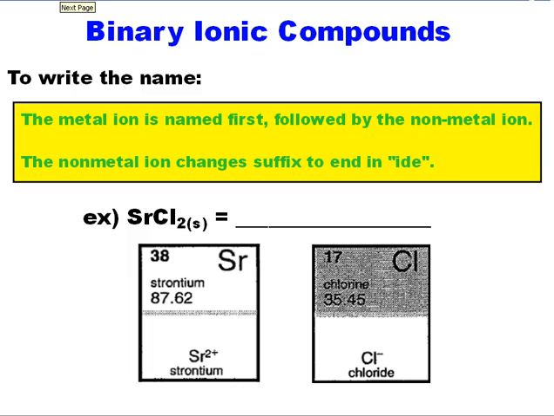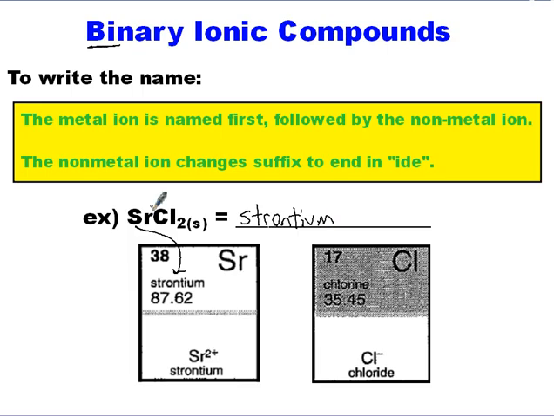Binary ionic compounds. Binary because they're made up of just two different types of elements, a metal and a non-metal. When we're writing these, we're going to start with the metal. So here we have an example, SrCl2. The first part, the Sr, is the metal. You look on your periodic table and you find out that Sr is strontium. So I'm going to write down strontium.